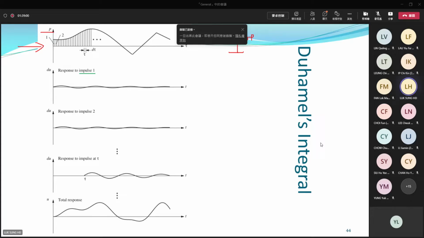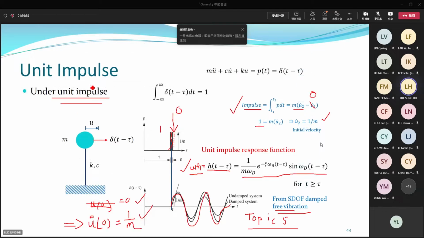We can apply the solution on the previous slide to find out the response of these structures under this arbitrary loading. How? As you can see from the picture, for this arbitrary loading, you can cut it into many vertical strips. Strip 1, strip 2, strip 3, strip 4, and so on. For each strip, say for example, this highlighted strip, it's just like an impulse force.